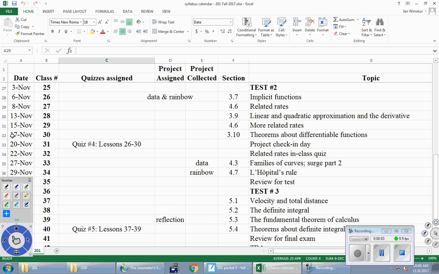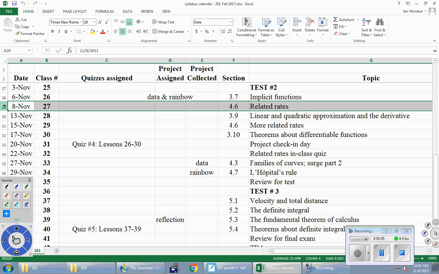Okay, having a look at our calendar. Today is November 8th. Today we're going to talk about something called related rates, and I will point out that 2 classes from now we are going to do even more related rates. So 2 sections, 2 days on this topic right here. The quiz is still kind of far away, but while the calendar's up, I want to point out 2 things.